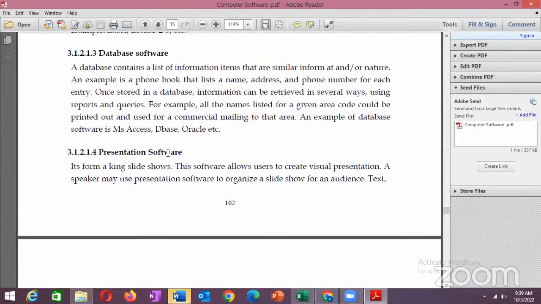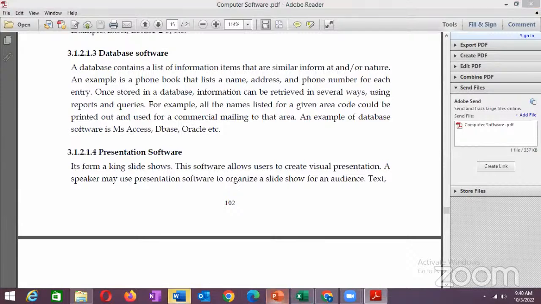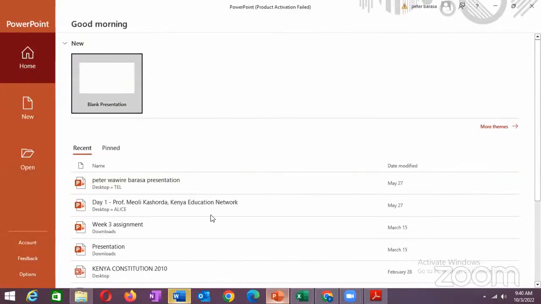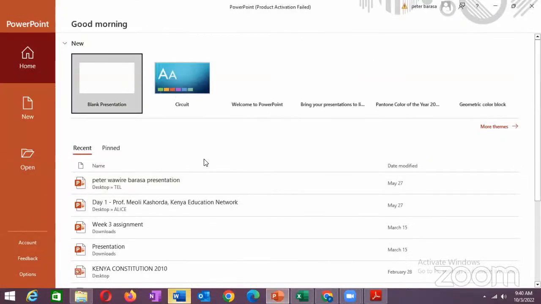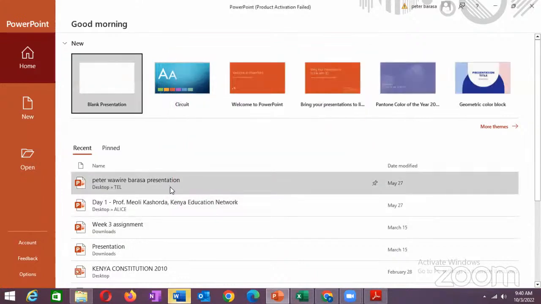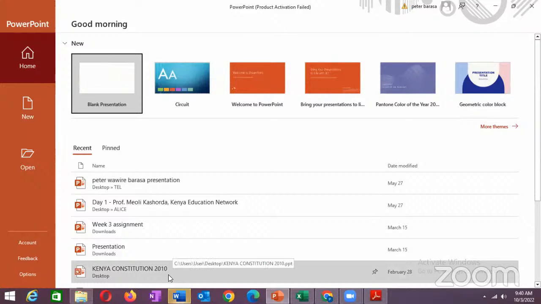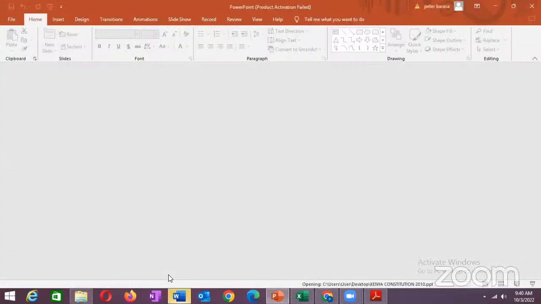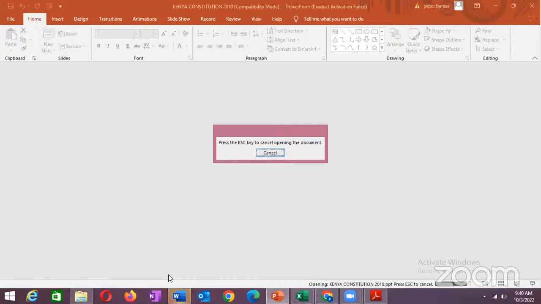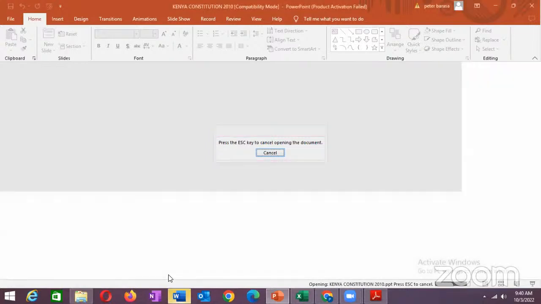Then we have the presentation packages. This one is used for making presentations, and you can see it is here. This is MS PowerPoint, Microsoft PowerPoint, that can be used to create a presentation. So if, for example, you're talking about something, like this one is now a presentation. You can see that is a presentation.